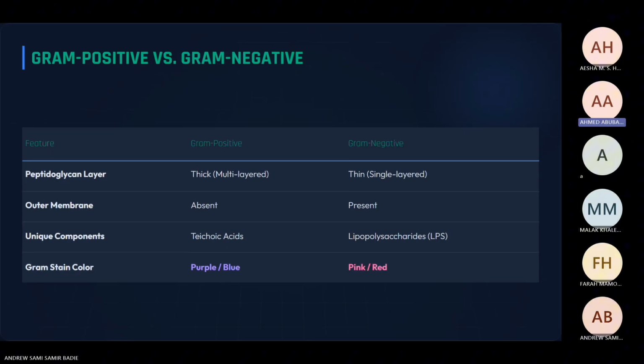Since the gram-negative bacteria have a thin peptidoglycan layer, they have something extra, which is the outer membrane. What is unique between the gram-positive and gram-negative is teichoic acid in gram-positive and lipopolysaccharides in gram-negative. Now, when it comes to gram staining, the gram-positive stains purple, as we know, and the gram-negative stains pink.